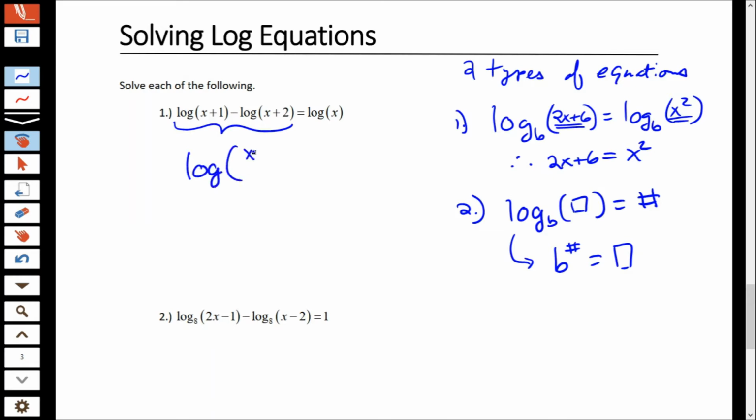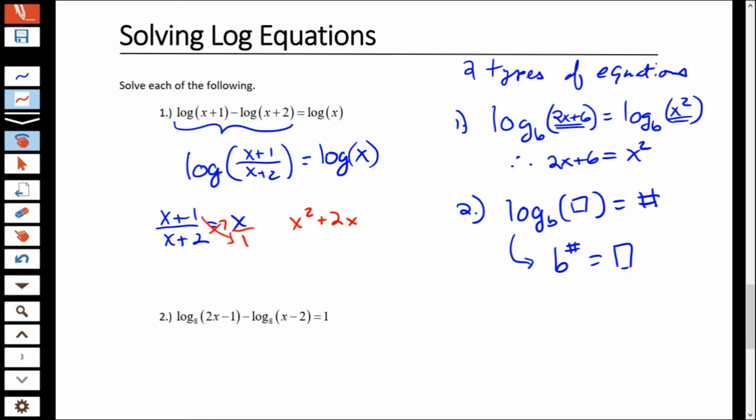So we can condense this to log of x plus 1 over x plus 2 equals log of x. Now these are both common logs. They have the same base, and in order for these two expressions to be equal, the insides have to be equal. So that's x plus 1 over x plus 2 has to be equal to x. This is a proportion. We can put this over 1. We can use the cross product property and get x squared plus 2x, just make sure you distribute, right, like I did there, is equal to x plus 1.